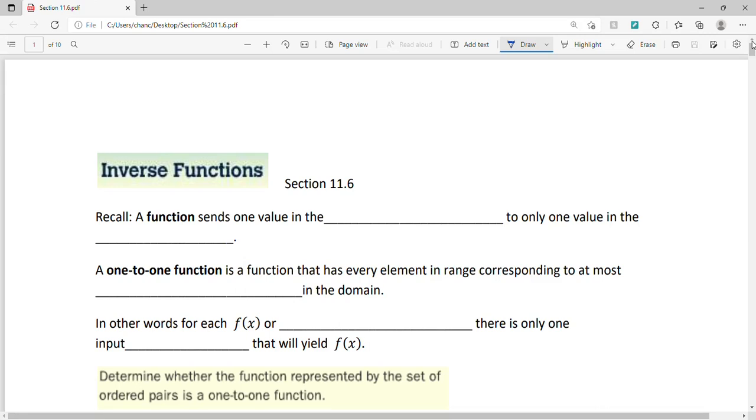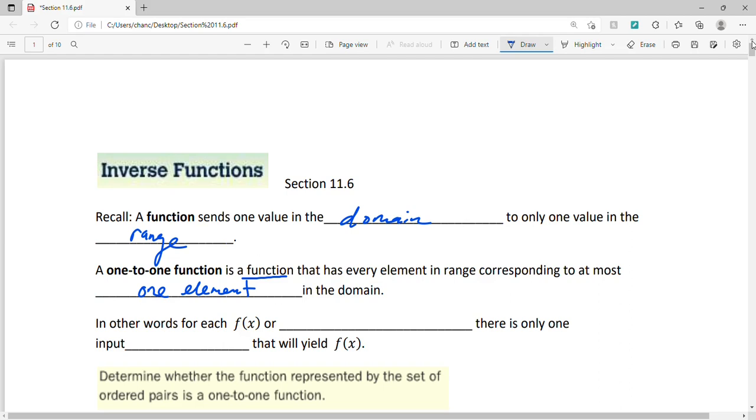Inverse functions, section 11.6. Recall a function sends one value in the domain to one and only one value in the range. A function sends, again, only one value in the domain to one and only one value in the range. A one-to-one function is a function that has every element in the range corresponding to at most one element in the domain. At most one element in the domain.